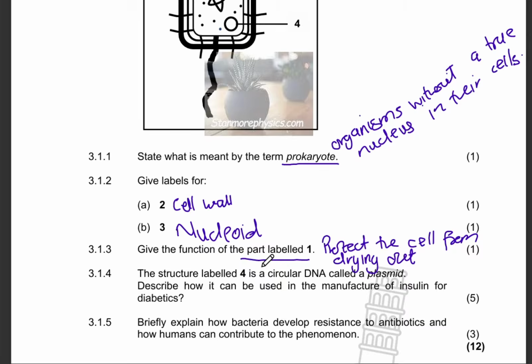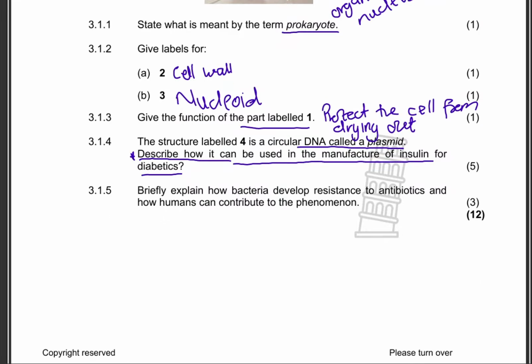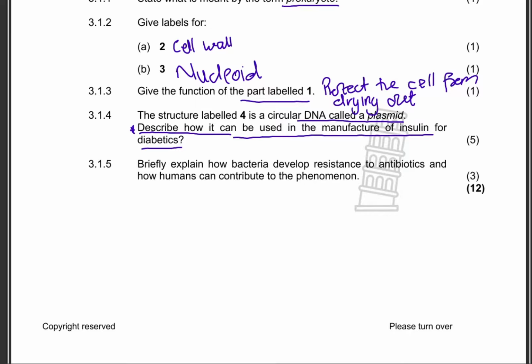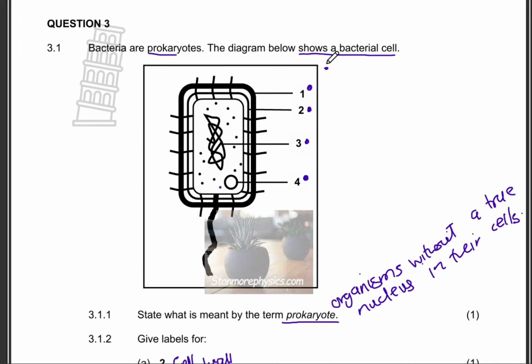The structure labeled 4 is a circular DNA called a plasmid. Describe, for 5 marks guys, describe how it can be used in the manufacture of insulin for diabetics. You need to describe how the structure labeled 4, which is plasmid, can be used in the manufacture of insulin for diabetes. 5 marks. Let me see if I'll have space. Oh, but then I still have a 3-mark question. So I'm going to write the answer here, guys. Okay.